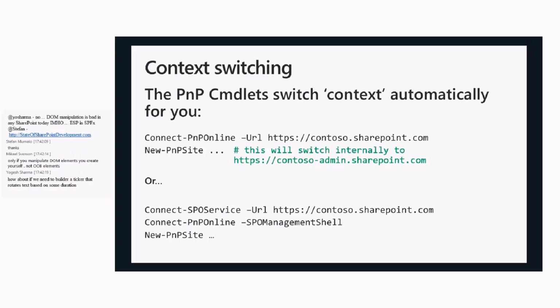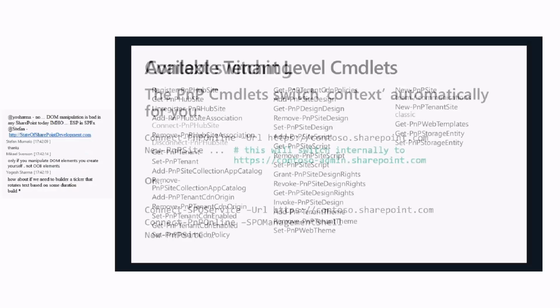So there's two ways of connecting to your tenant. There's actually many more ways of connecting to your tenant, but these are the two that I would like to highlight. So if you use PnP, you don't really have to think about connecting to your tenant admin or to a site collection. You just connect to your tenant, and then you start to use the commandlets. Next slide, please. Thank you.